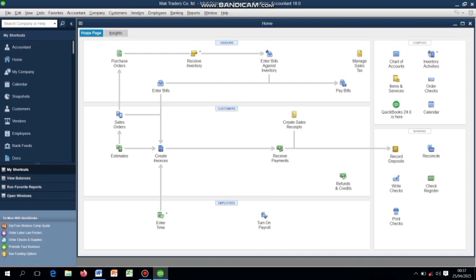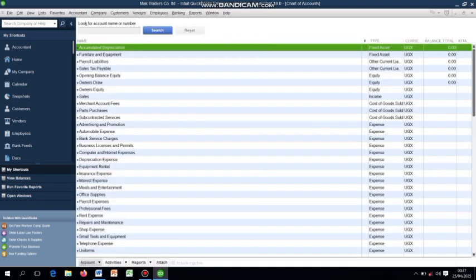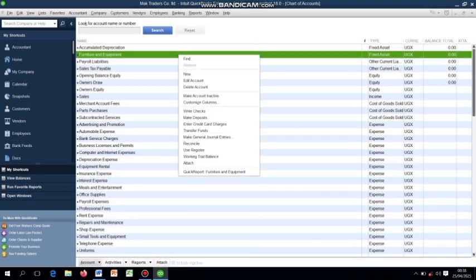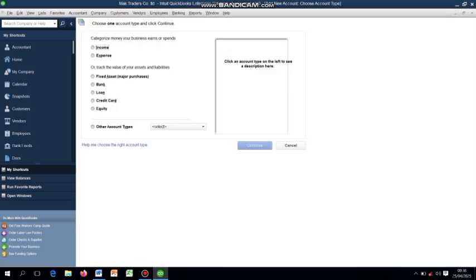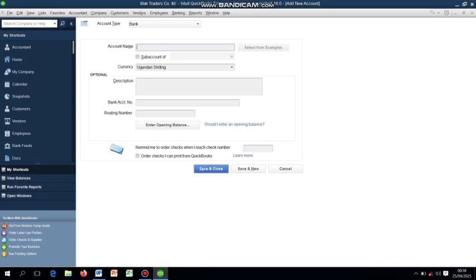Then I'll come to Part B. The company operates a bank account in Centenary Bank and also operates a petty cash book. So I'll come to chart of accounts. Then, before I do anything else, I will first add those two accounts which they've given me. There's a bank, because the bank has petty cash, savings, and others. So I'll create it. It is Centenary.